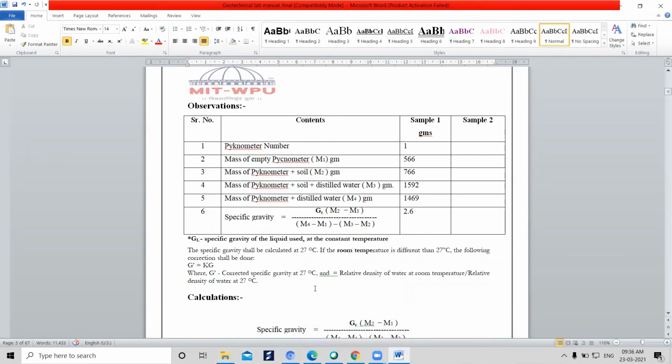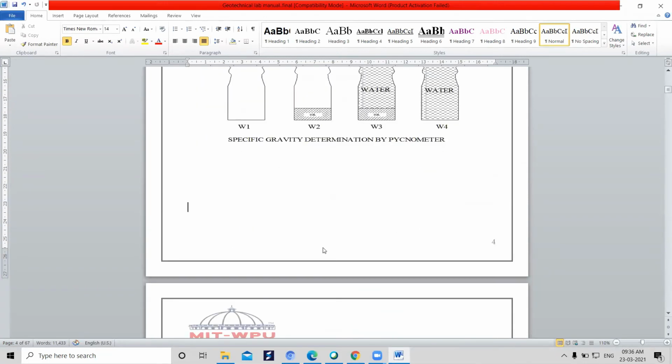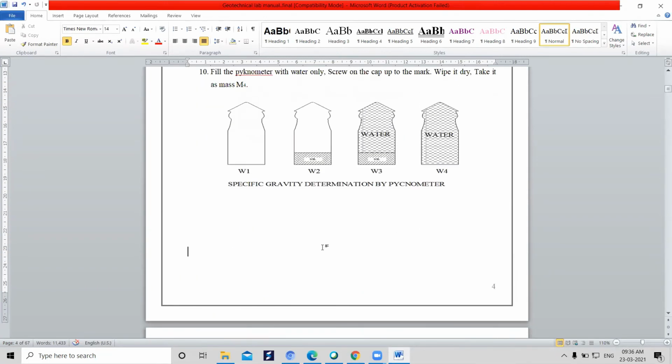For different types of soils, we have different specific gravities, right? How do we find out the specific gravity? With experience, we can say. If you have a large quantity of quartz present in that soil, then we can straightforwardly say the specific gravity will be 2.6, 2.7. If you have more organic matter, meaning roots, shells and so on, the specific gravity is very low.